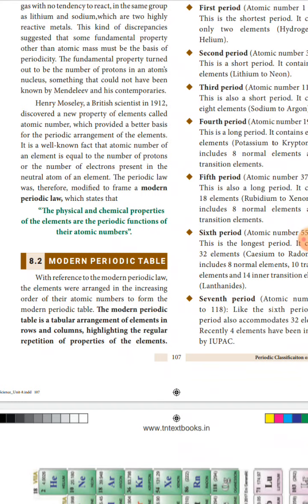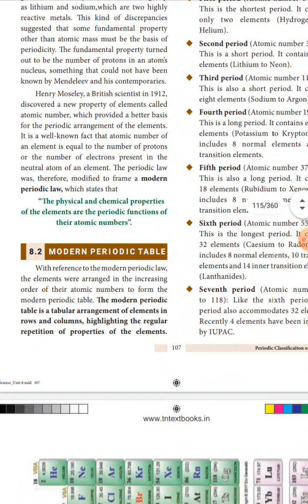When you read and analyze the modern periodic table, we can easily understand that the elements are in the increasing order of atomic number, and depending upon the increasing order of atomic number, their electronic configuration, their atomic radii, everything gradually changes. This is called the regular repetition of properties in the modern periodic table.